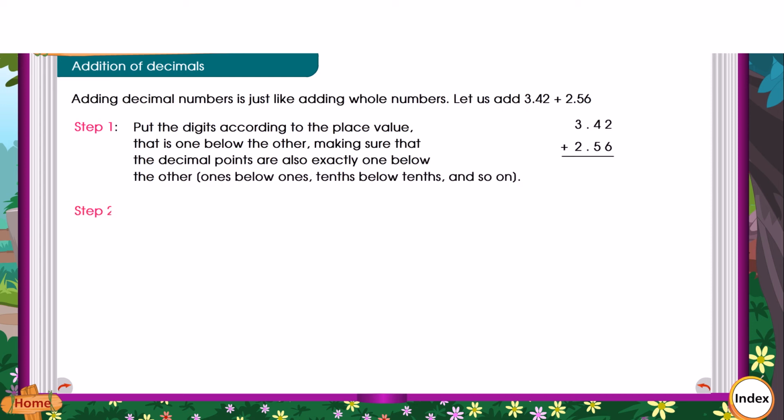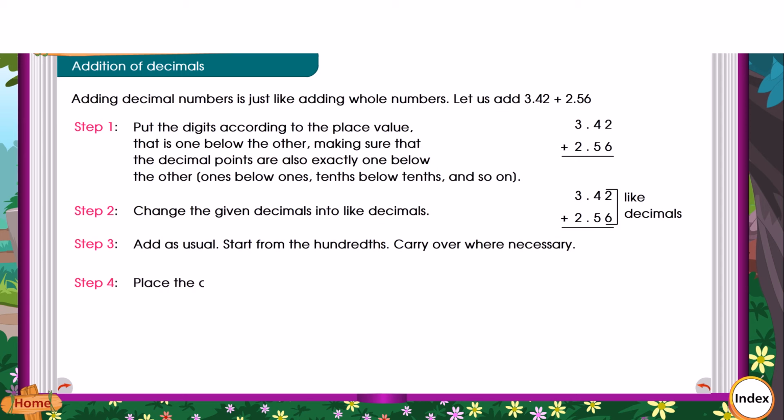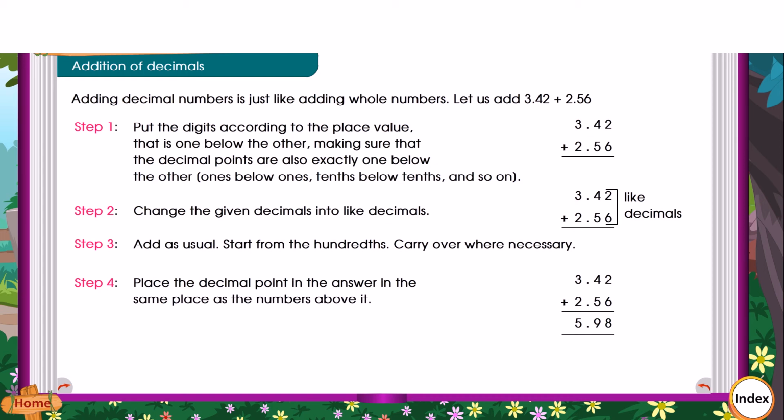Step 2. Change the given decimals into like decimals. Step 3. As usual, start from the hundredths. Carry over where necessary. Step 4. Place the decimal points in the answer in the same place as the numbers above it. Answer: 3.42 plus 2.56 is equal to 5.98.